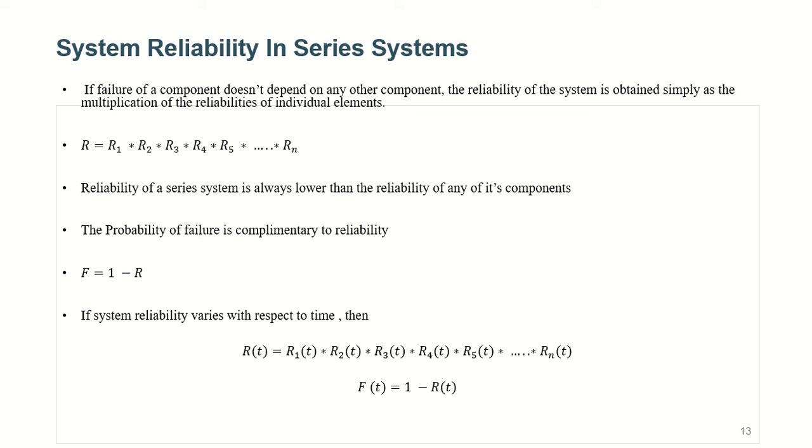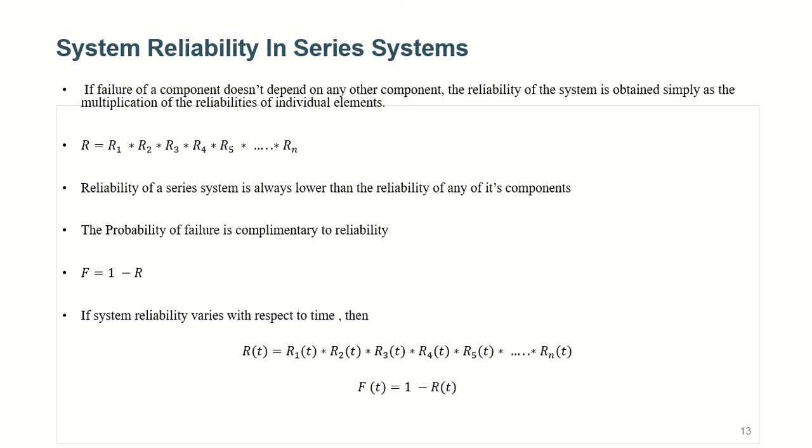Similarly, let's see another example. This time let's consider R1, R2 and R3. R1 is 0.9, R2 is 0.8, and R3 is 0.5. So what will be the final reliability of my system? Because all of them are connected in series, we will take the multiplication of all of them. So we will multiply 0.9 with 0.8 and 0.5, and we will get 0.36, which is of course less than the reliability of the worst component, which is my R3.